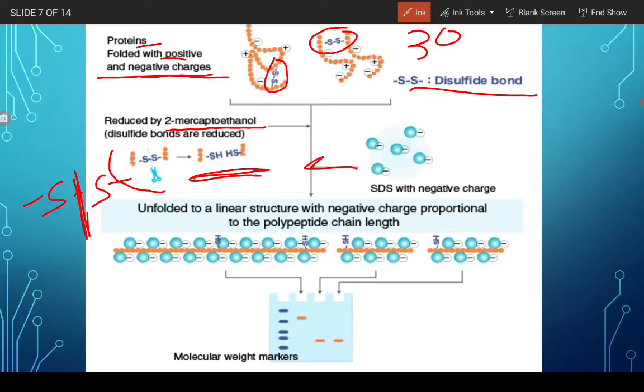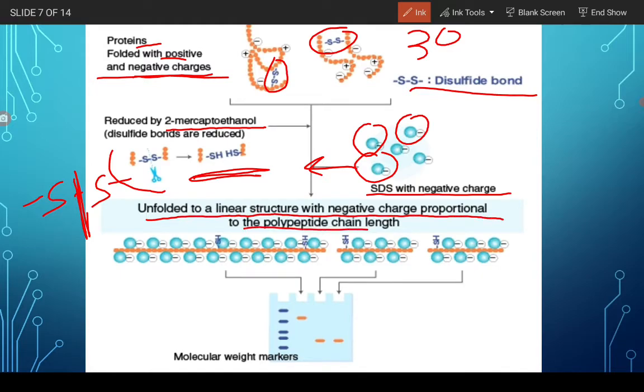Then you add SDS, sodium dodecyl sulfate. You put it into it, and SDS is negatively charged, right? This is the SDS molecule with negative charge. So these come in between, giving an unfolded linear structure with negative charge proportional to the polypeptide chain.